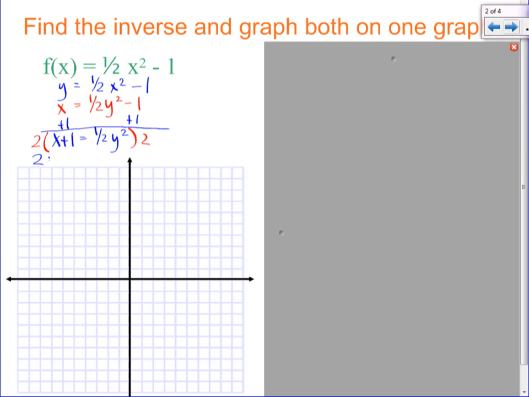So now we've got 2x plus 2 equals y squared. That's the last step. Square root it. Okay? So we've got, let's write it over here, y equals, remember whenever we square root in an equation from here, from now until forever, we put plus or minus in front of your root, 2x plus 2. So that's part of your answer, is telling me what the inverse is. Okay, and then we're going to graph it.